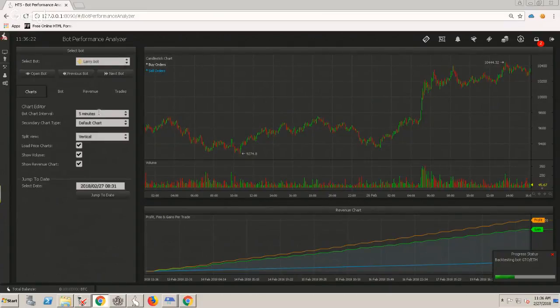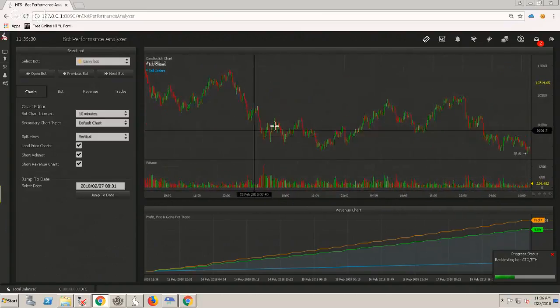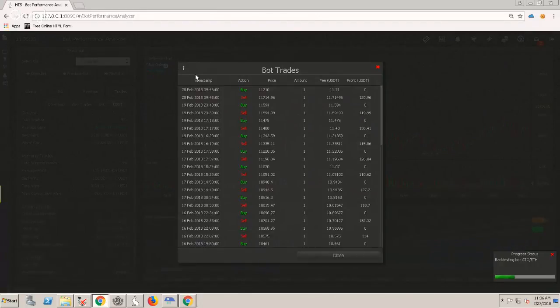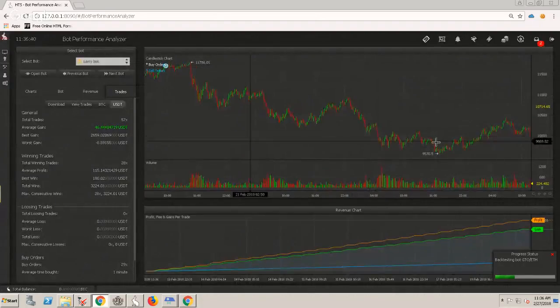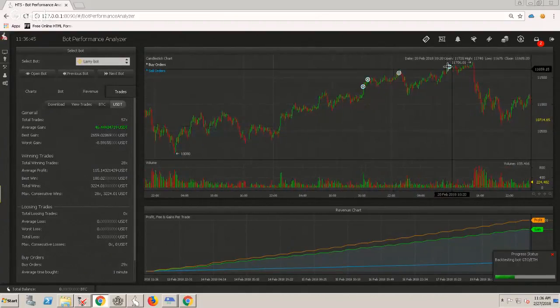Let me check out the 10-minute mark. Where are we? Why am I not seeing anything? View trades. The last trade was the 20th. It probably got stuck holding the bag up here.